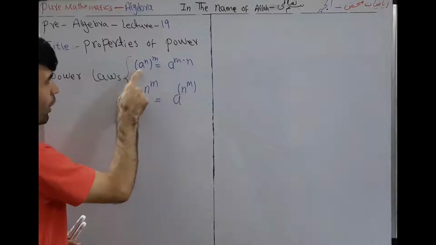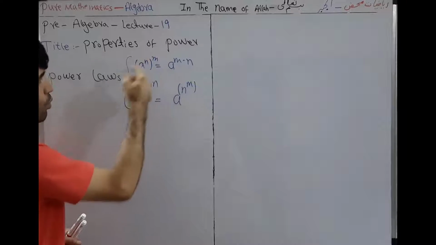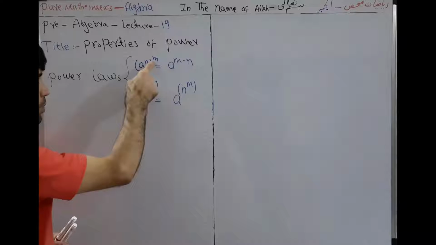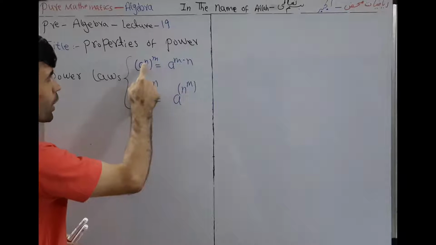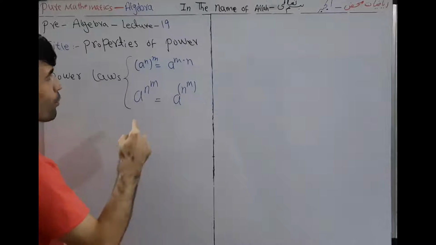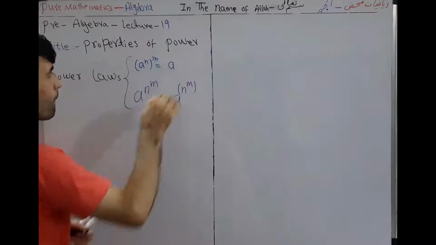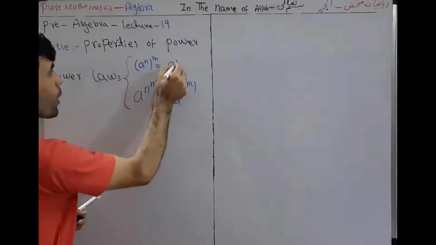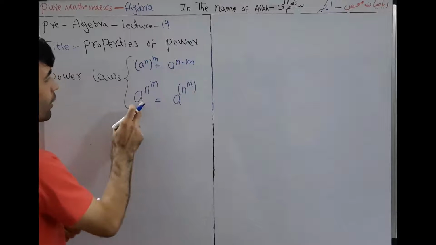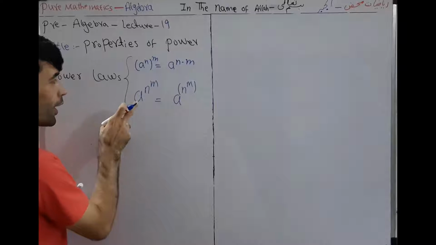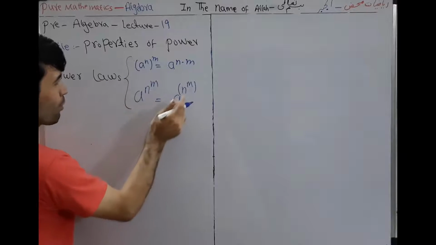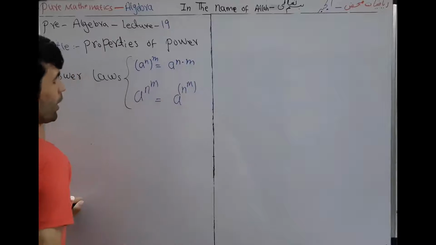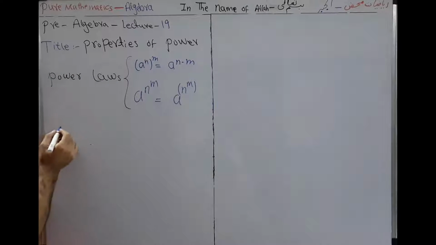A to the power n, raised to the exponent of m. We can write a to the power n times m, we multiply exponent by exponent, n multiplied by m. Here we have a base to the power n to the power m. We can write a to the power n to the power m. They are different. Here we want to solve some examples.